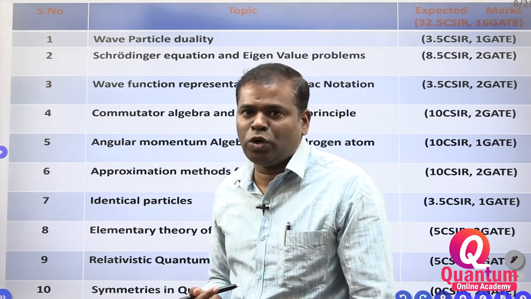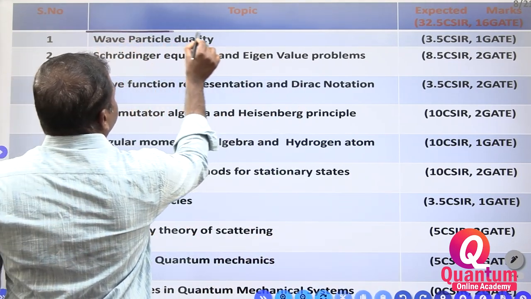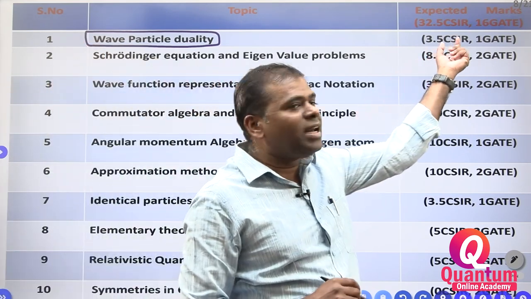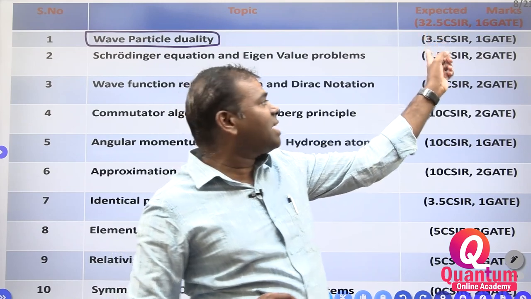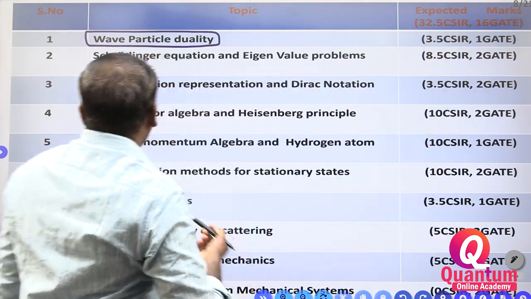First, part number 1 you have to see: wave particle duality. This is the wave particle duality. From wave particle duality, you may get 3.5 marks in CSIR, and in GATE you may get a 1 mark question, right?